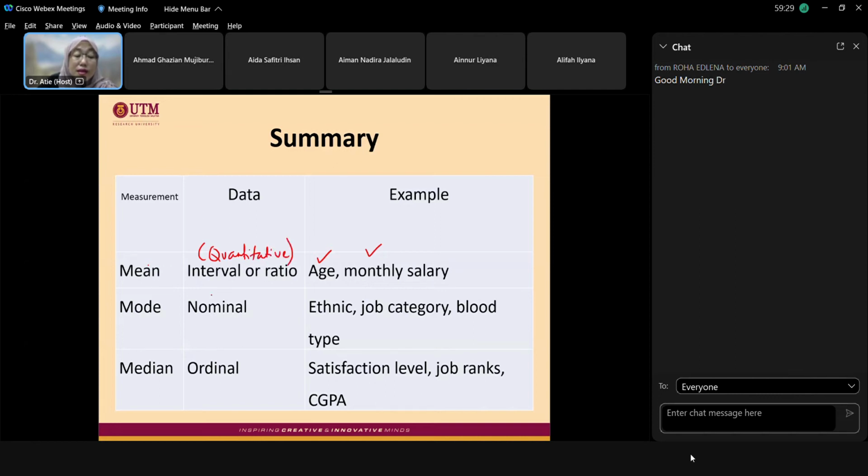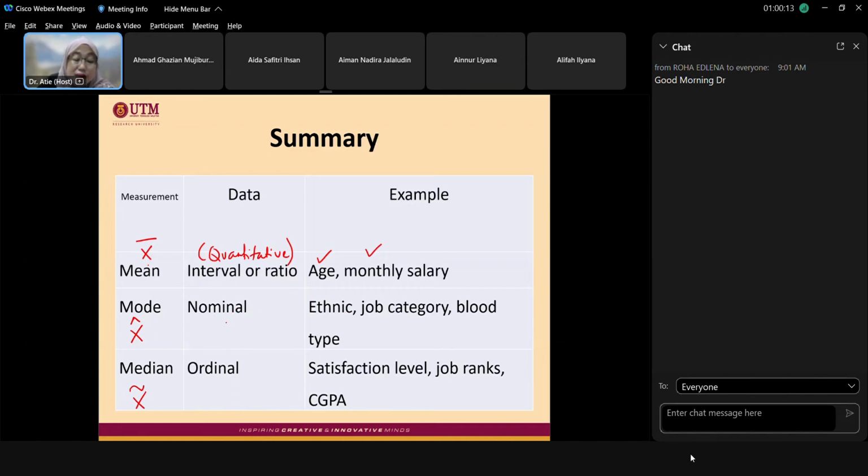And then we have the mode. So this is the mean, X bar, the mode, X hat, and the median. The mode is more suitable when we want to report about nominal data. So we can say how many people are in the supervision or management category, job category, and also blood type. How many people have blood type A, O, B, and so on. That one is nominal.